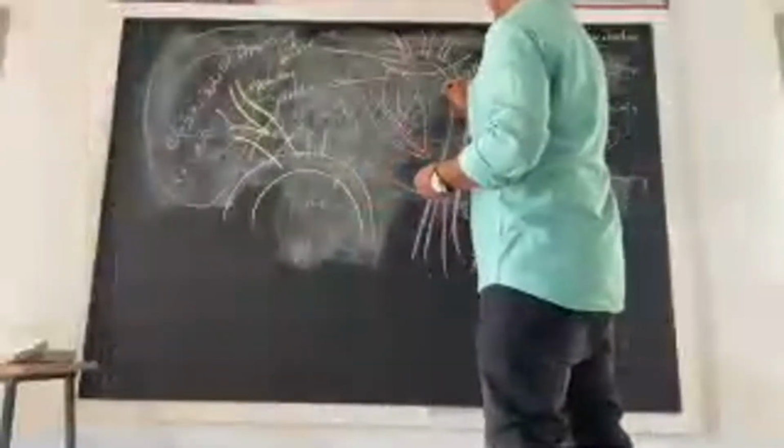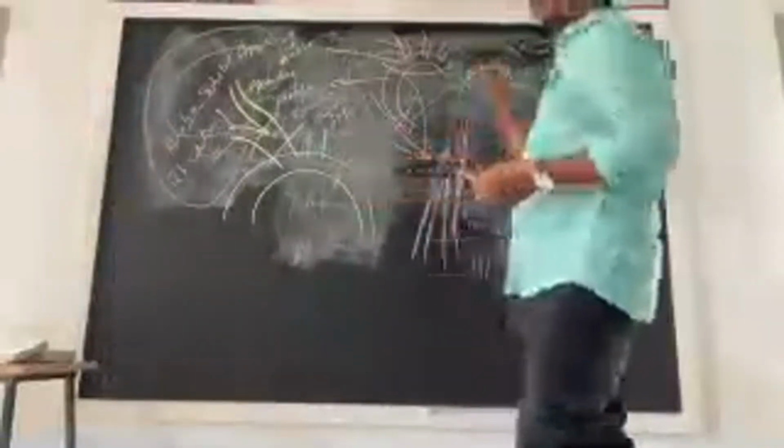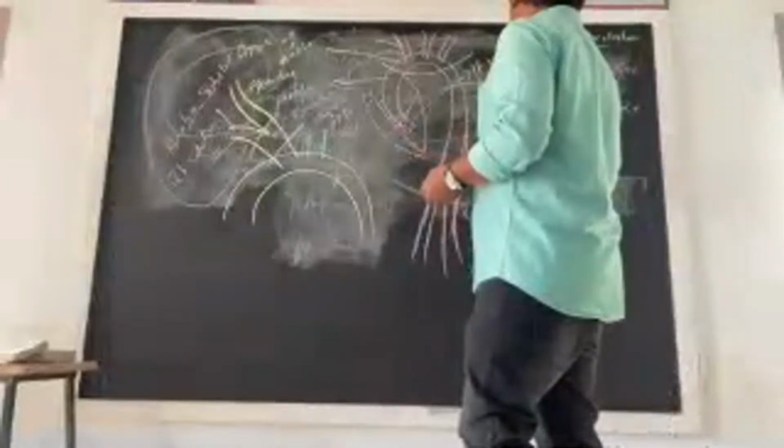Now this part, whatever is coming down or going up, you call it the descending aorta.